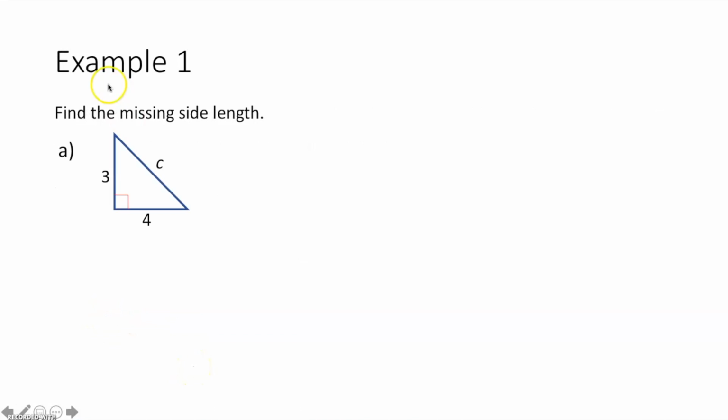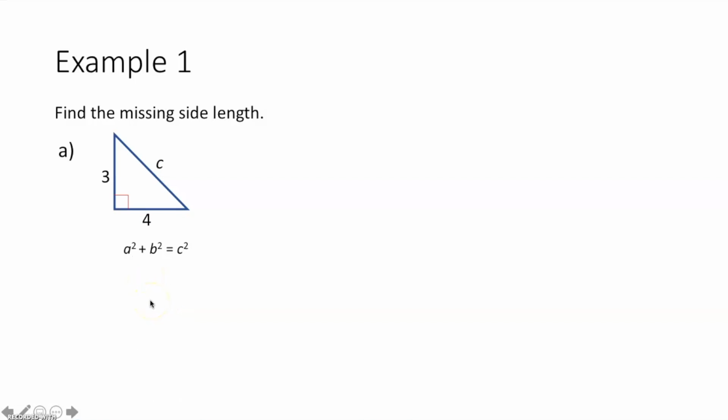Example time. So example 1 says find the missing side length, and it's a right triangle. We know that because it's got this little red square in the corner. That means that this is a 90-degree angle, meaning it's the right angle, meaning it's a right triangle. So we can use the Pythagorean theorem. Now the Pythagorean theorem says a squared plus b squared is equal to c squared.